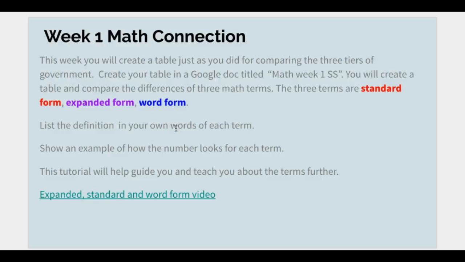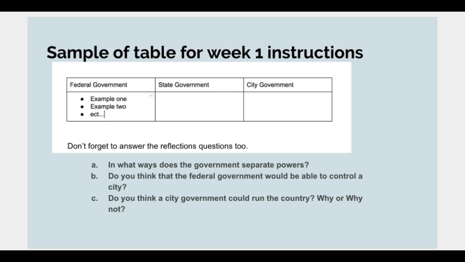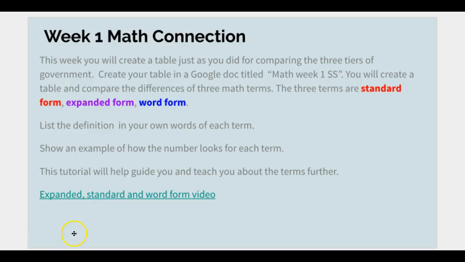All right. And then your week 1 math connection. This week you'll create a table just as you did for comparing the 3 tiers of government. So that same table that you make here, you'll make for your math. And you'll title it Math Week 1 Social Studies. Create a table and compare the differences of the 3 terms. The 3 terms are standard form, expanded form, and word form.